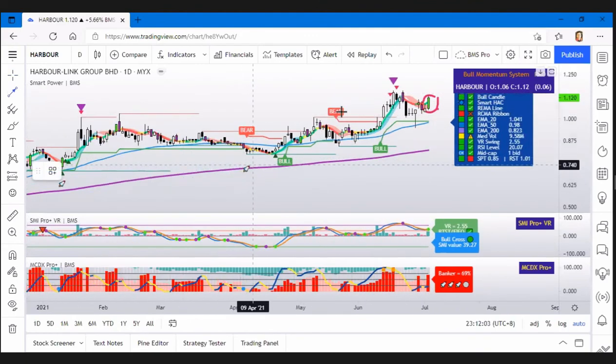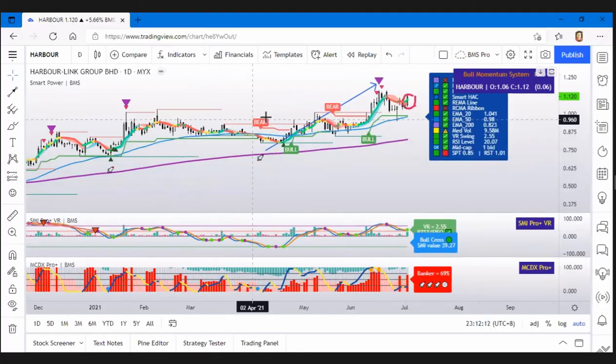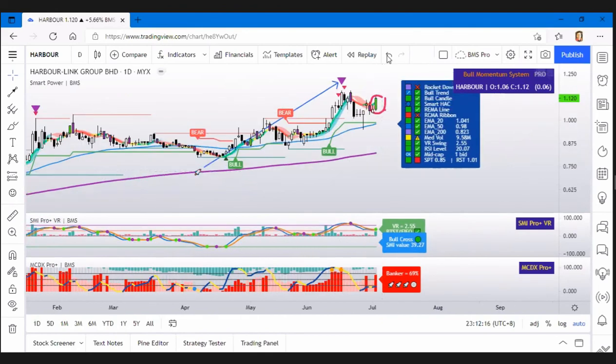The chart is on an uptrend. It's an uptrend stock. The high is moving up higher, higher highs and higher lows. So it's on an uptrend. It's a good stock.